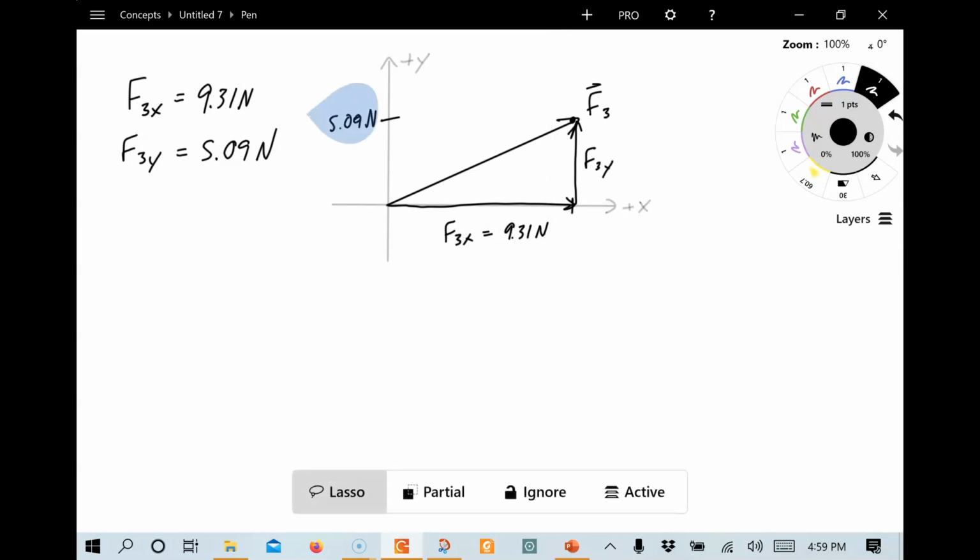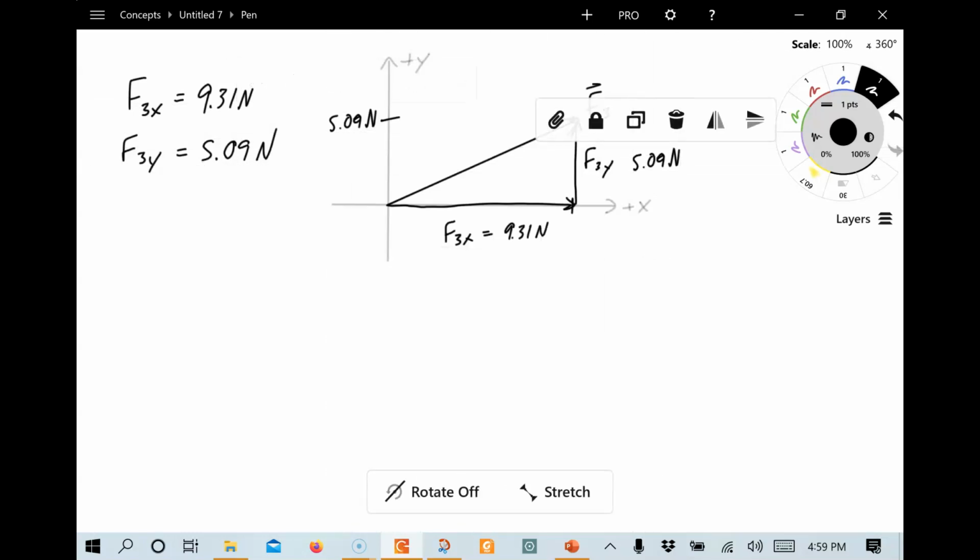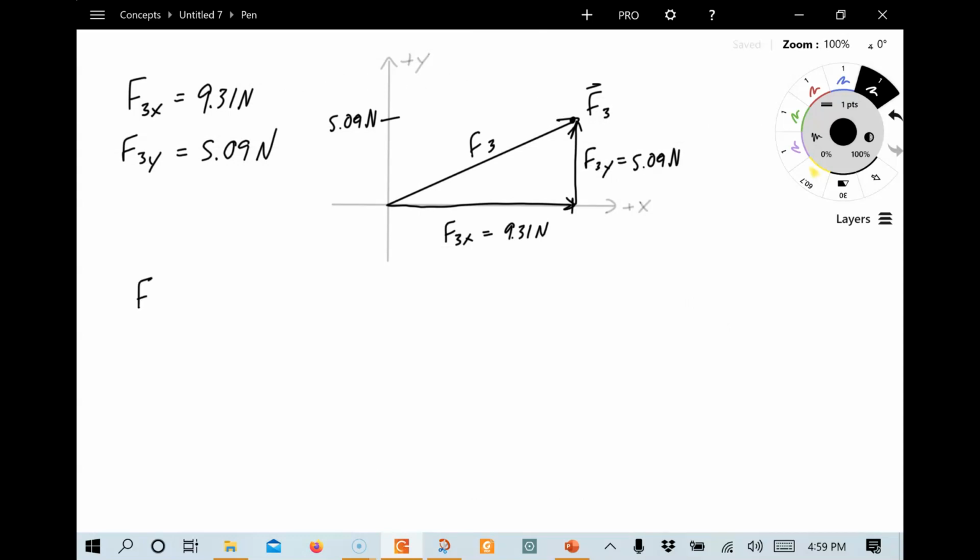Of course, that's the same thing here. And to calculate the magnitude of F3, the hypotenuse, remember that we use the Pythagorean theorem because it's the hypotenuse of a triangle. So that's going to be the x component squared plus the y component squared. Then we take the square root of the whole thing. And that comes out to 10.6 newtons. There's our magnitude.